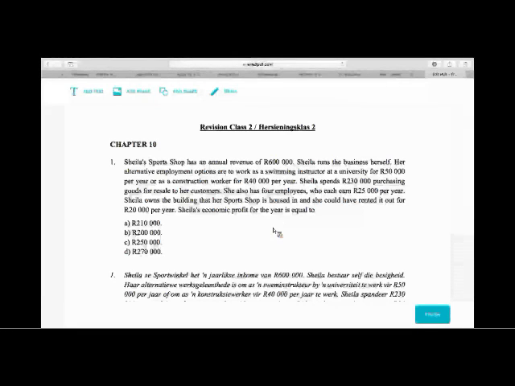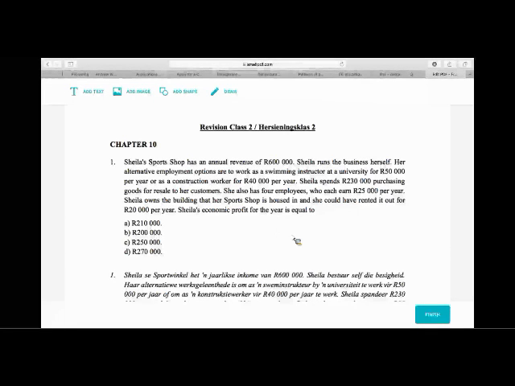So the first question is a very typical Chapter 10 question where we give you some information about a business owner. In order to keep the analysis very straightforward, all business examples that we work with in Chapter 10 are a sole proprietor. So it's a single business owner. And the reason why we typically use these examples is because it means we only need to take into account that one individual's implicit costs of starting a business.